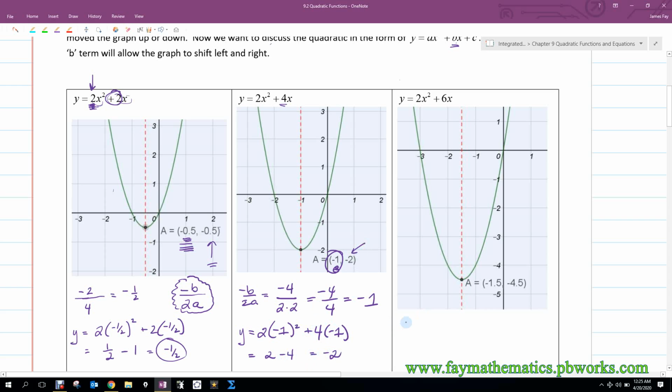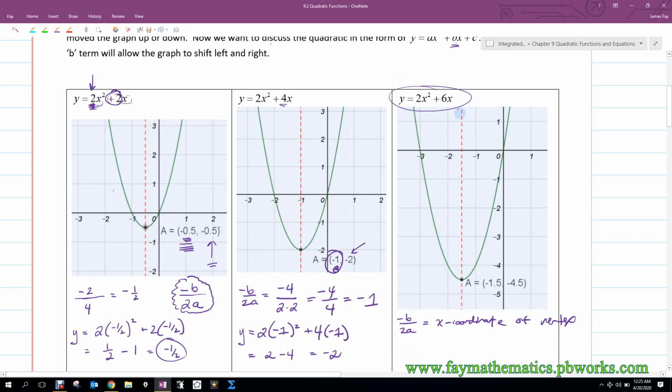So what we're seeing here is that if we use the opposite of b over 2a, that ends up giving me the x coordinate of the vertex. And if I plug that back into the equation I started with, then I get the y coordinate of the vertex. So let's do it one more time here.